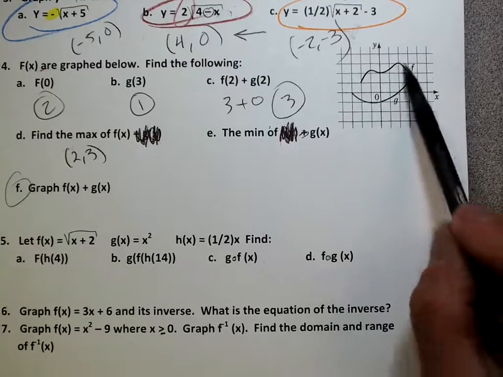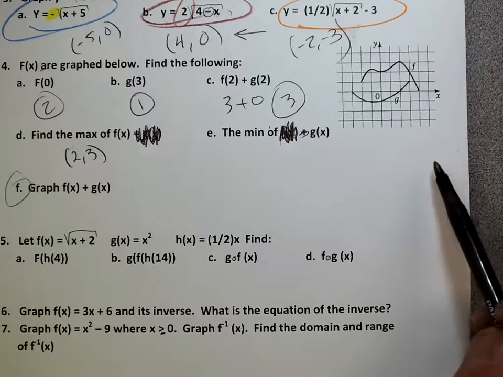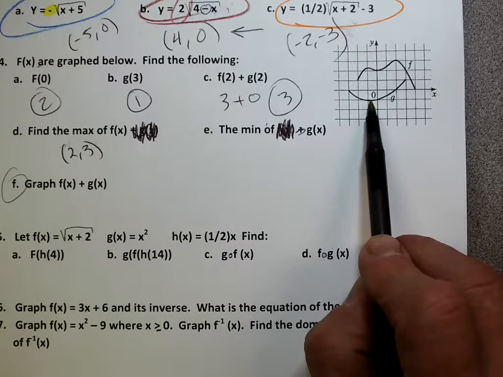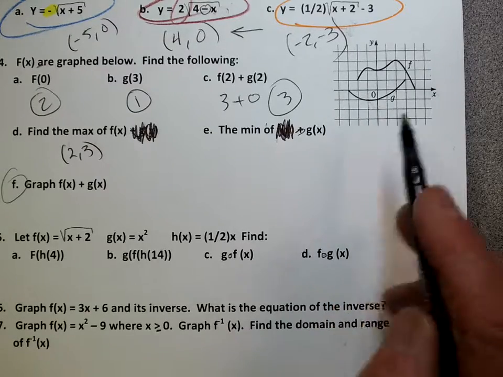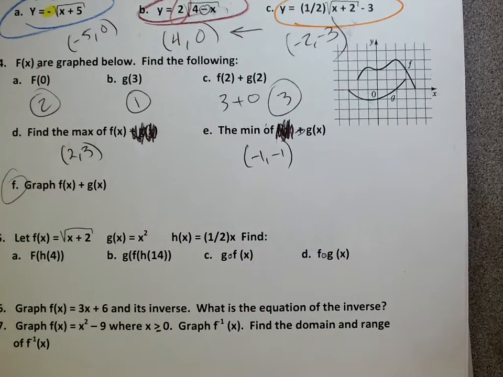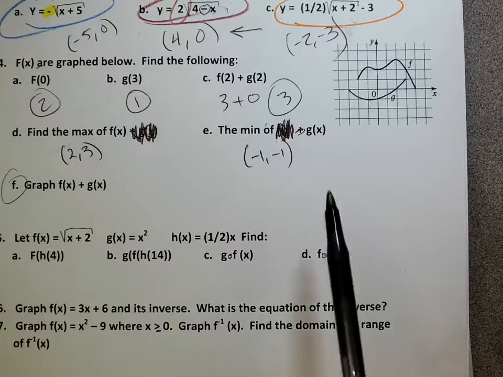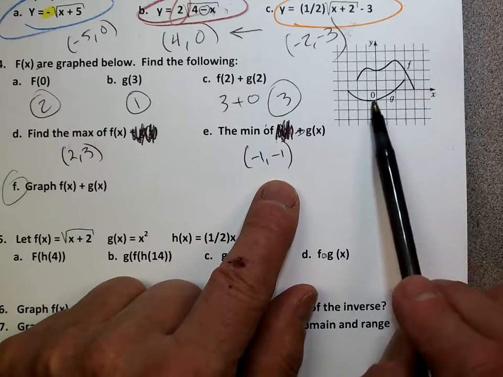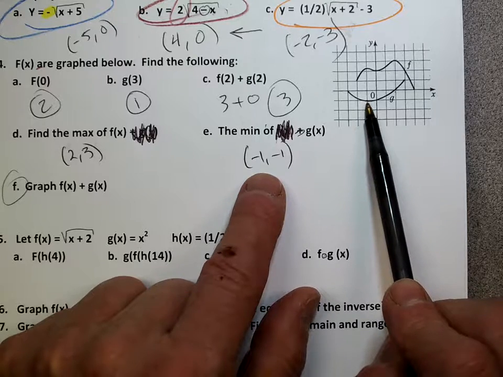That point's at 2, 3. The min of g of x looks like it might be right about there. The min is at -1, -1. Nobody should miss this on Monday. Guys agree? Yeah, super easy. Now, here's my g graph. The very bottom point's there. What's the coordinate of that point?